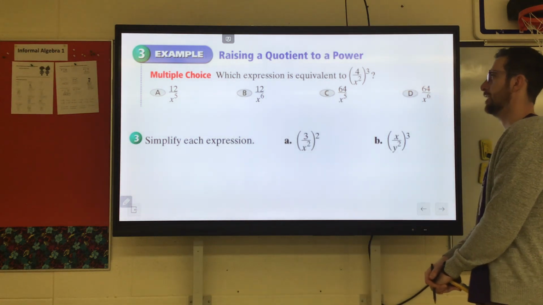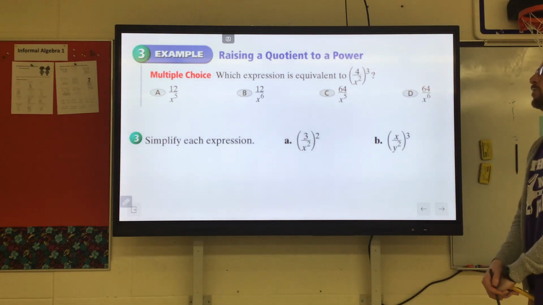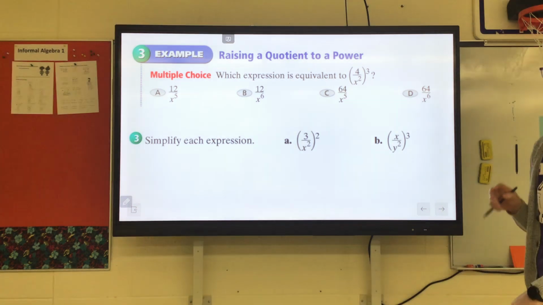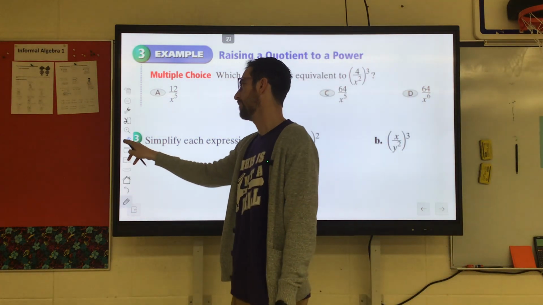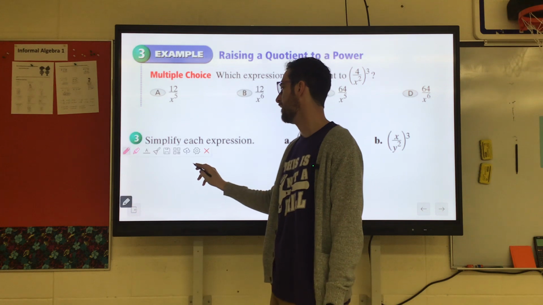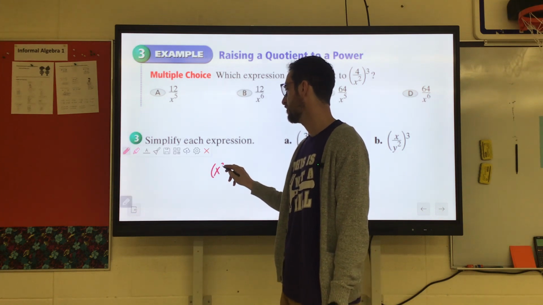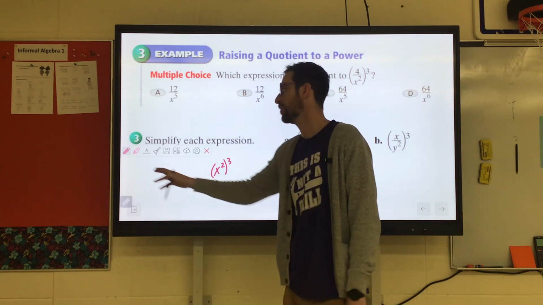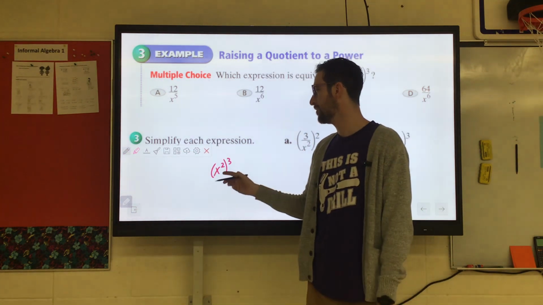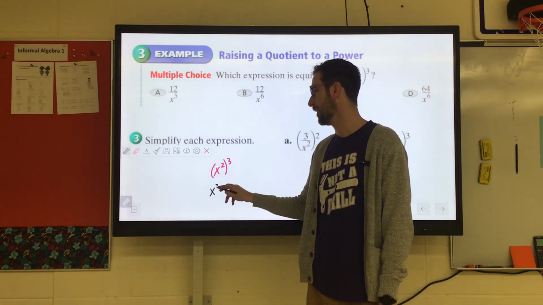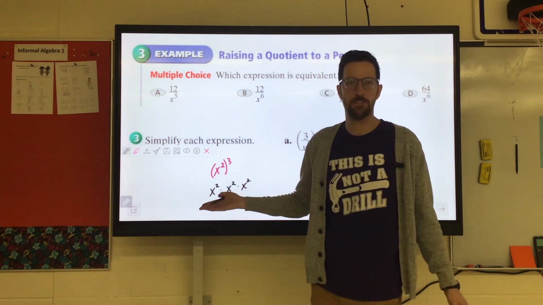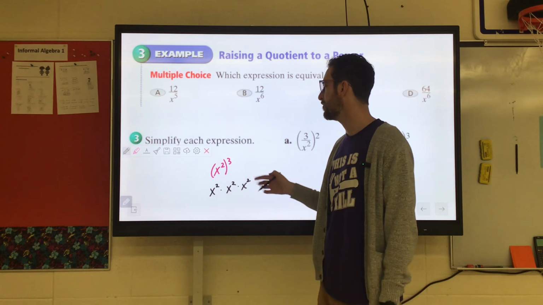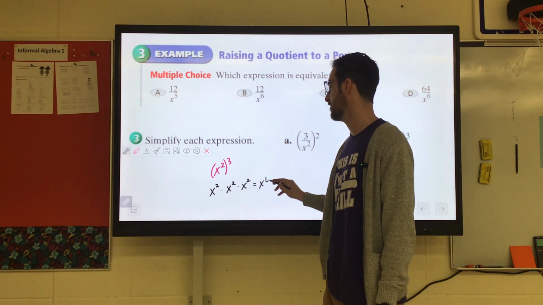of notes. Which expression is equivalent to 4 over x squared to the third? So now we have a new property. We're going power to a power. It's an easy property, but let's illustrate it for a second. If you had x squared raised to the third, if you have something cubed like this, that means times itself 3 times. So that's like x squared times x squared times x squared, which we could do with old properties. We just add those exponents and it would give you x to the 6th.